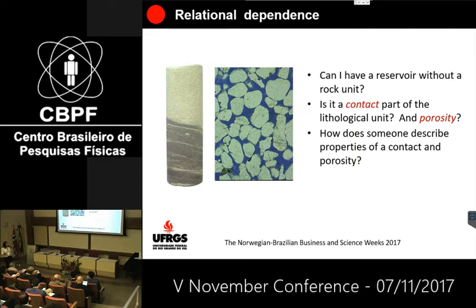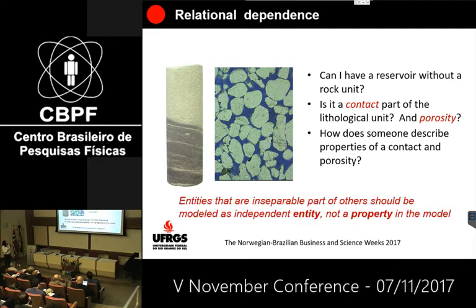supported by ontological analysis. And the result is that entities that are inseparable parts of others should be modeled as independent entities. What does this mean? When I model a hole, think about a hole in a cheese, okay? You can have a kind of cheese that's full of holes inside. You cannot have the hole without the cheese. That's the case of porosity. But I can talk a lot about the holes. In ontology, I can assure you there are several books discussing what a hole is in a philosophical way.